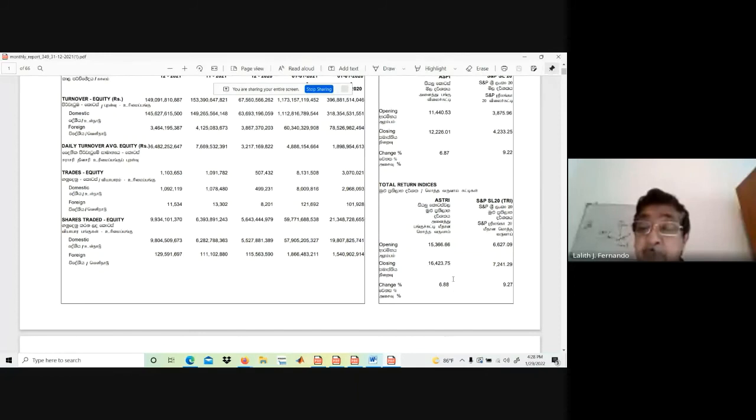But if you want to do the return calculation through this particular sheet, you better go to the ASTRI, the all share total return index. That would be the better one. If you have the total return index here, you should go to the total return index. That would be more correct or more accurate.